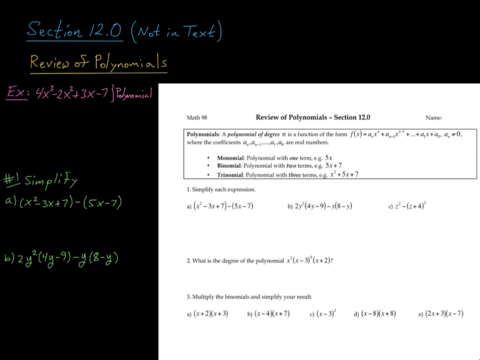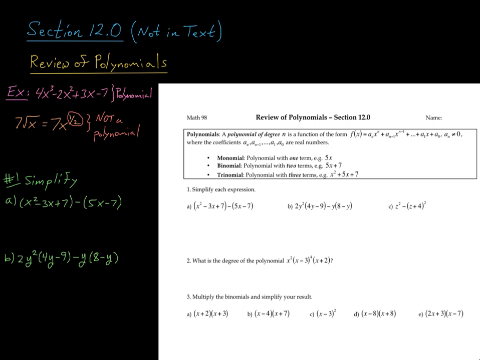Now if I contrast something like this to, say, something like 7 times the square root of x, now a square root's equivalent to saying x to the 1/2 power. And since this exponent, 1/2, is not a whole number, this thing, in fact, is not a polynomial. So we have to have positive whole numbers there for the exponents.